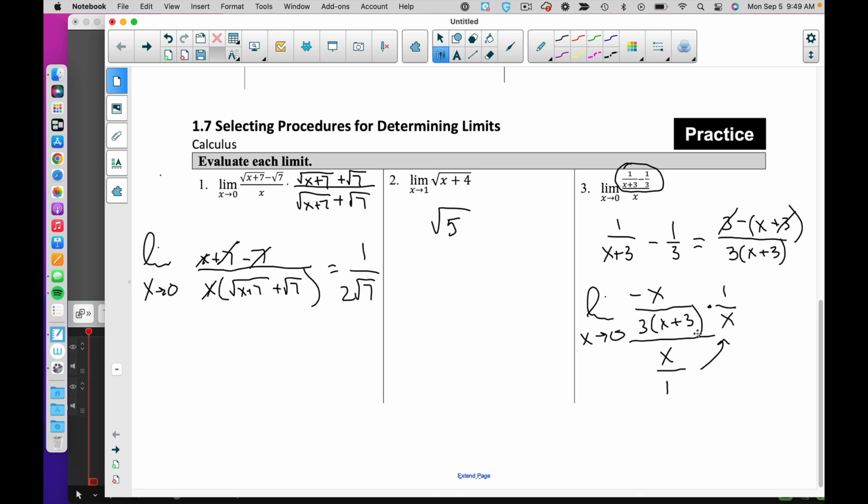So it's division, I can rewrite as multiplication. And the nice thing about this is that my x's cancel. And now I can plug in a 0. And I get 0 plus 3 is 3. 3 times 3 is 9. And this leaves me with a negative 1 over 9.